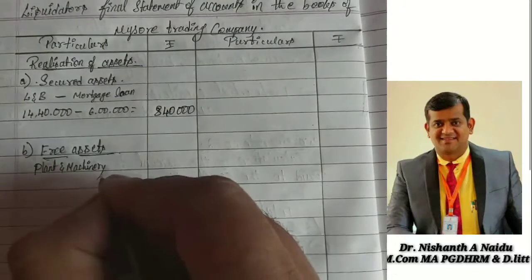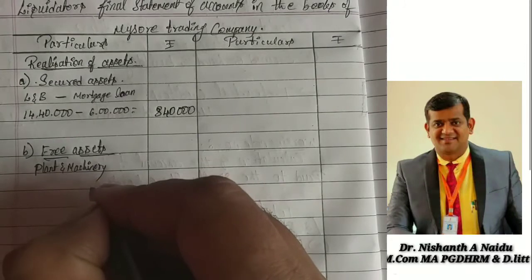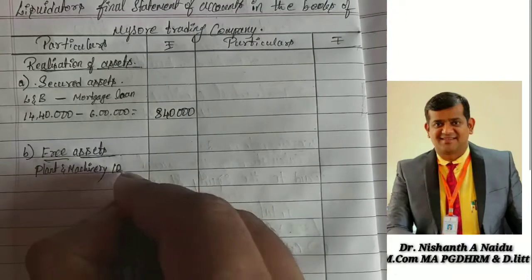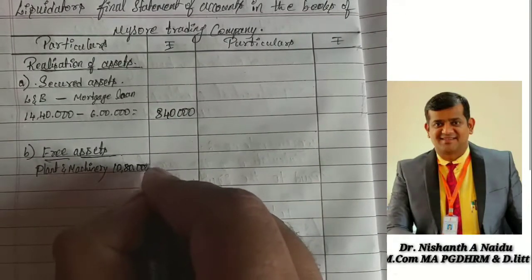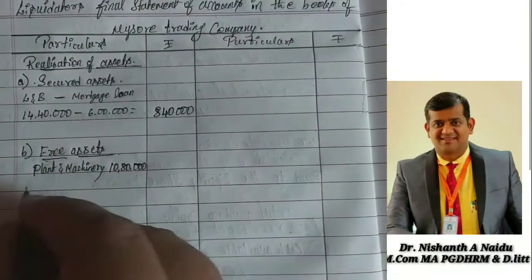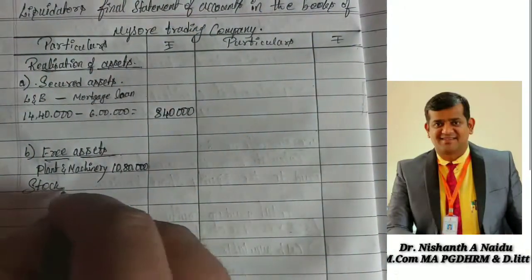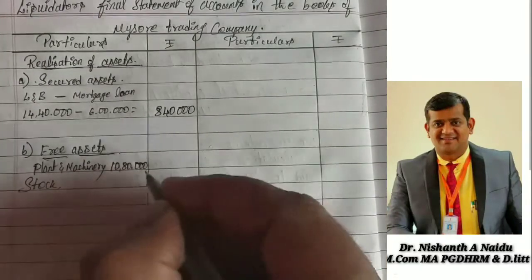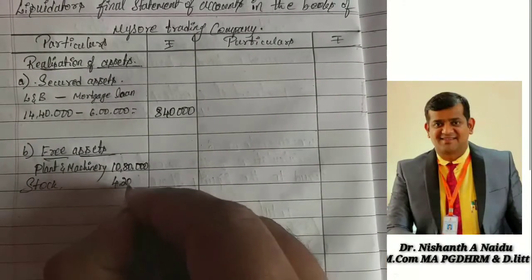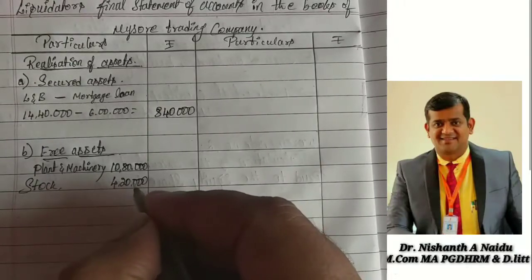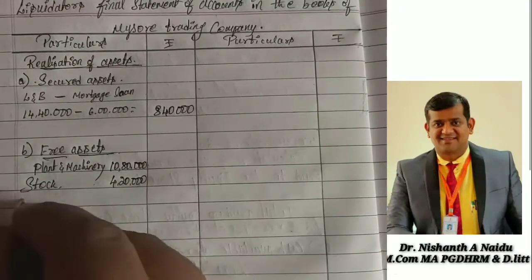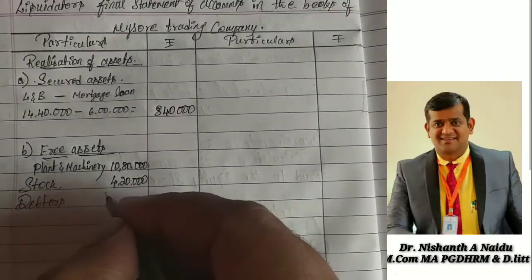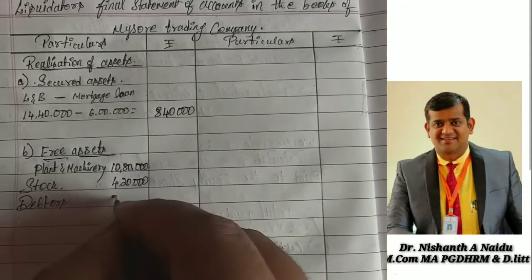So how much is the plant and machinery realized value? 10,80,000 rupees. Clear? Then we have stock. What is the realized value of stock? 4,20,000 rupees. Then debtors. So debtors realized value, how much? 3,60,000.